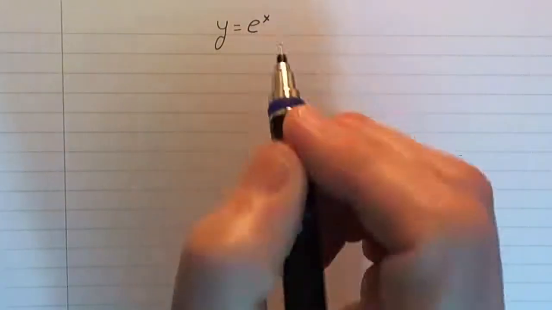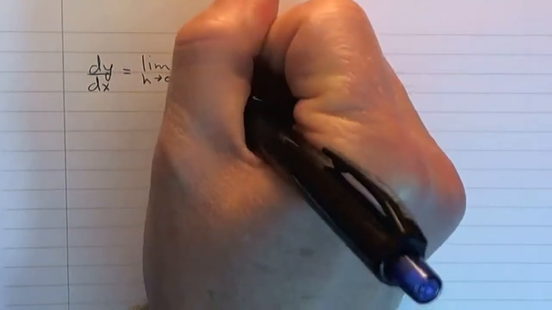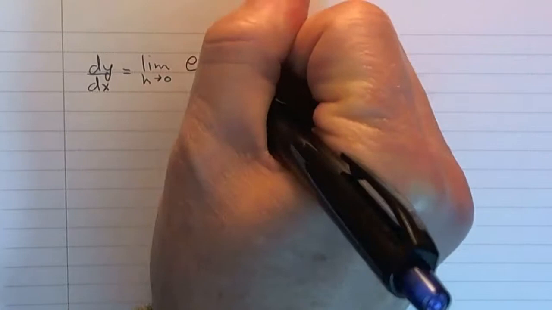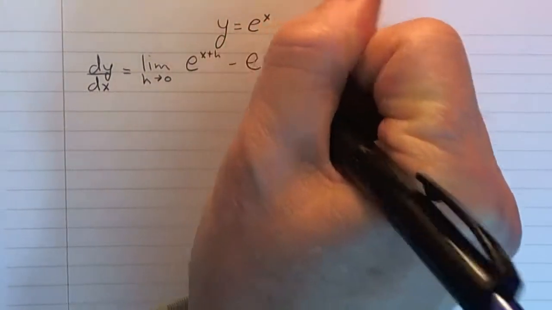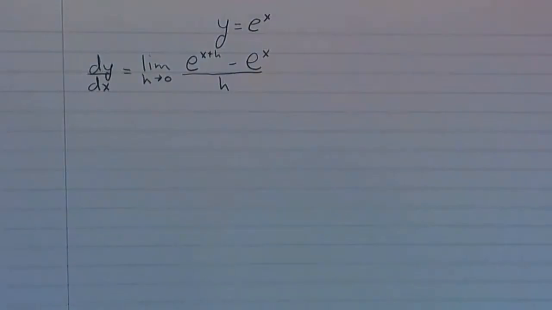Let's see if we can figure out what the derivative of e to the x is. Well, of course, we always go back to the difference quotient. So we have dy/dx equals the limit as h goes to 0 of e to the x plus h, minus e to the x, over h. We always go back to the definition, the limit of the difference quotient, if we want to find out what the derivative is.